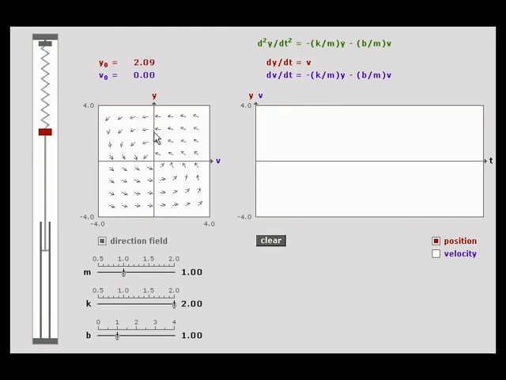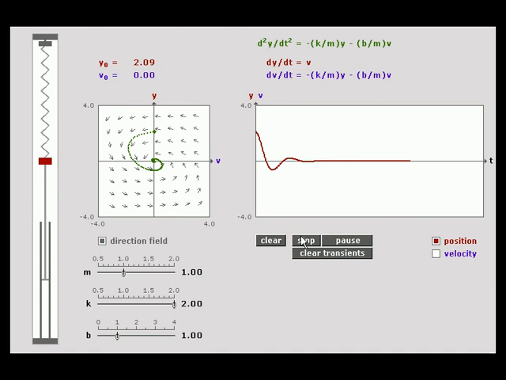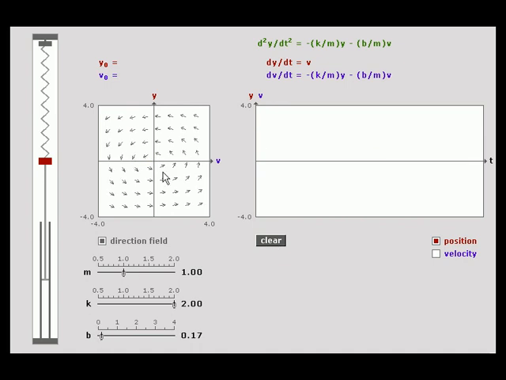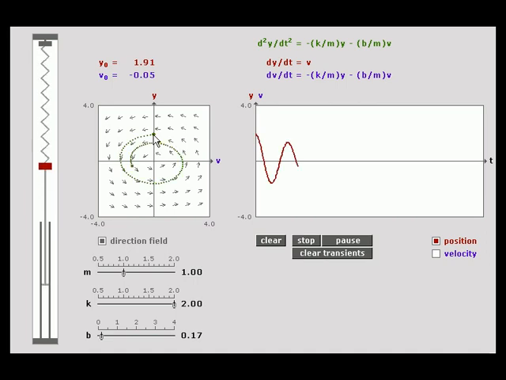Let's start here, and now it vibrates, oscillates, but it dies down quickly. Let's try a little smaller b so it won't die down quite as quickly. Try again. And you can see it's oscillating, but the damping is causing the amplitude to die down.